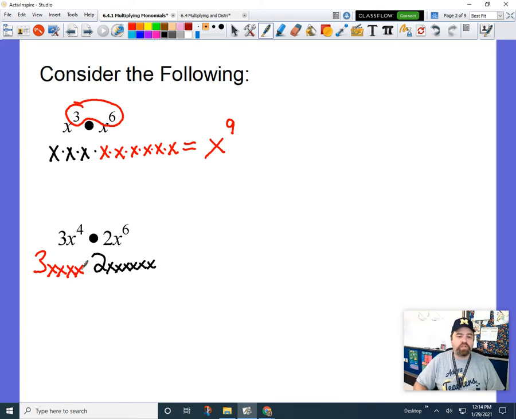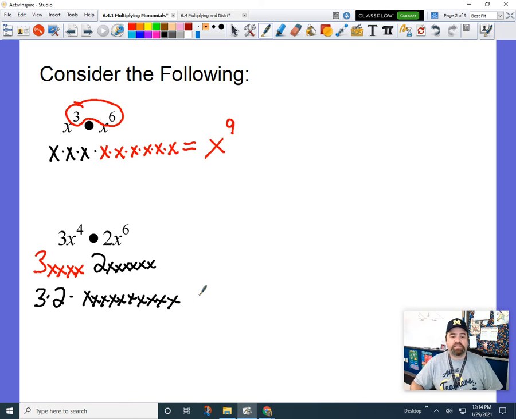So that's what I'm going to do. Again, just the long way this time. I'm going to put my 3 and my 2 together, and then I've got a string of 5, 6, 7, 8, 9, 10 x's.